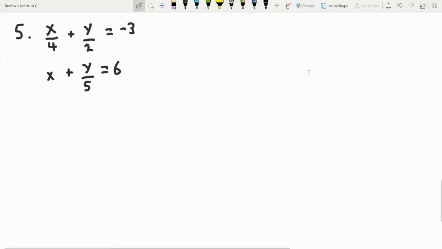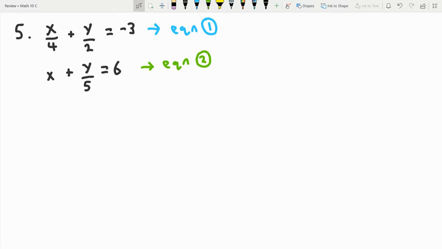Okay, so for question 5, what we're going to do is first I'm going to name my equations. I'm going to call the first equation equation 1, and then I'll call the second equation equation 2. Now what I want to do is take one of my equations and again either isolate for y or x and then plug it into my second equation to solve it.